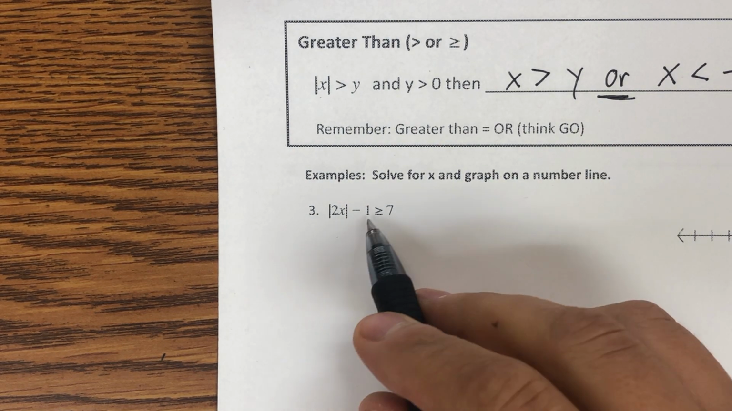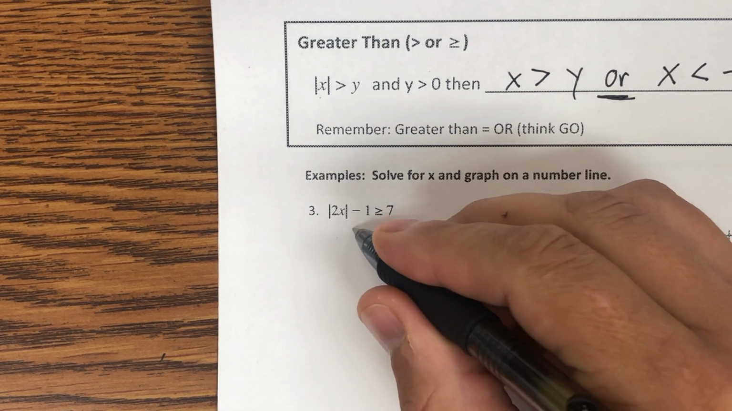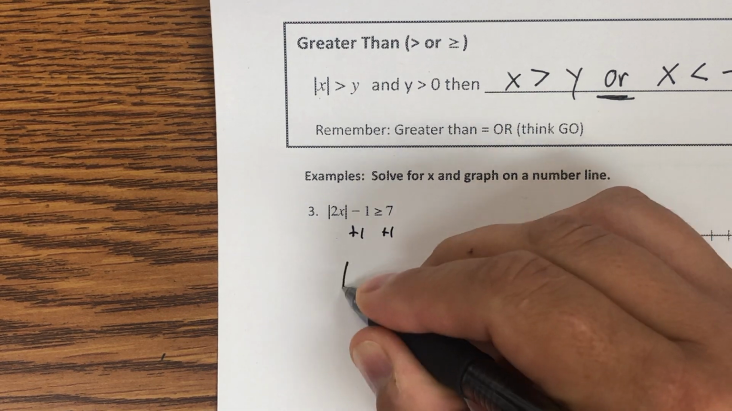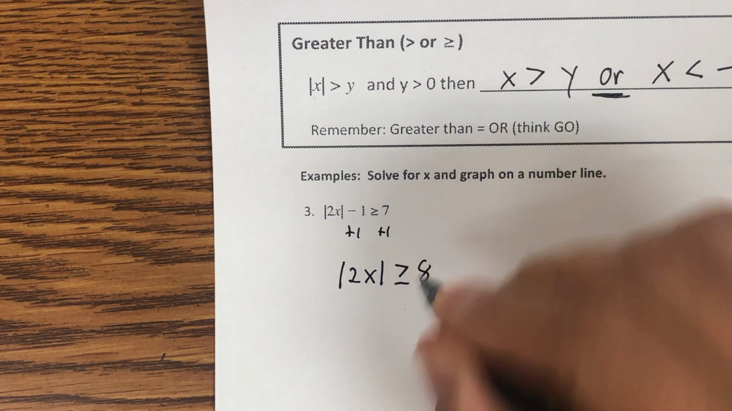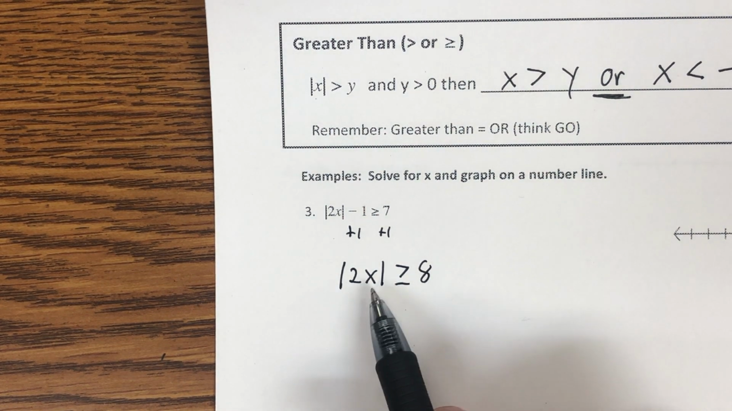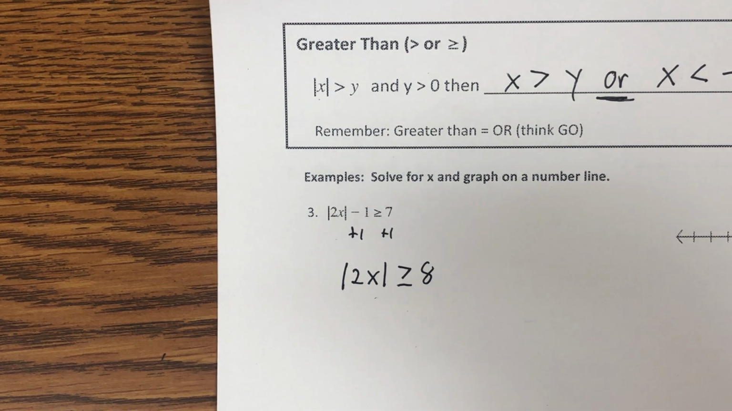All right, so process, still have to isolate the absolute value first. So in this problem, we have to move the negative 1. To move the negative 1, we will add 1 to both sides. Absolute value 2x is greater than or equal to 8. So absolute value is isolated, it's greater than. Greater than, go. Got to do or.